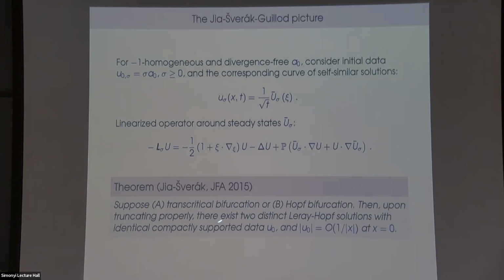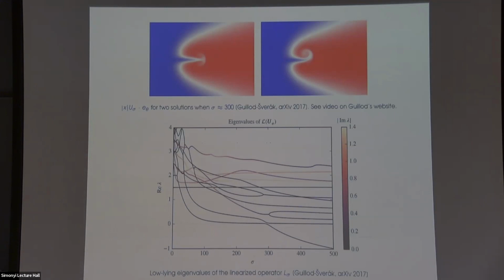Then, upon truncating the solutions properly, there exist 2 distinct Leray-Hopf solutions with identical compactly supported initial data. 0 force, there's no force, and the initial data is like 1 over x at the origin. So this is a criterion. If these bifurcations occur, then you can prove non-uniqueness of Leray-Hopf solutions. But now you can look for these bifurcations on the computer. So that's what Guillaume and Sverak did in this paper, which you can find on the arXiv.